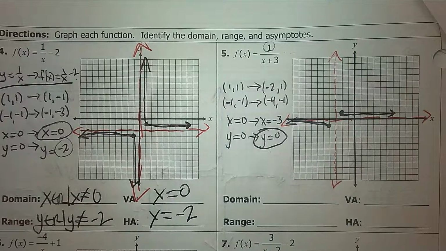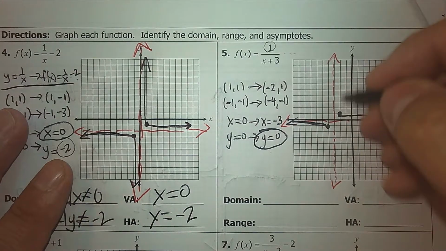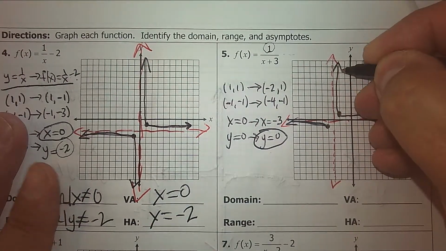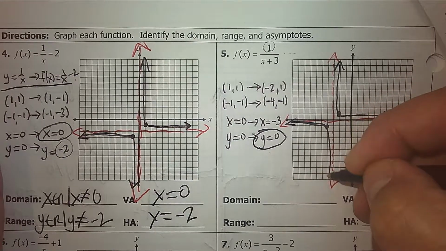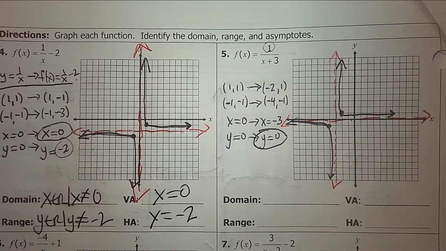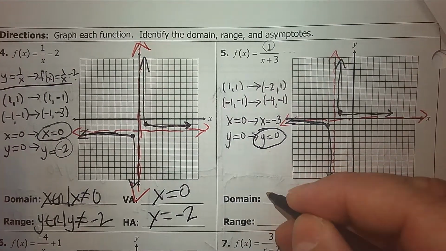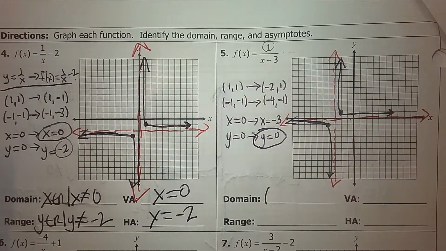Then what happens at the asymptote, the vertical asymptote? Either infinity or negative infinity. So the one above goes to infinity, and the one below goes to negative infinity. Done.